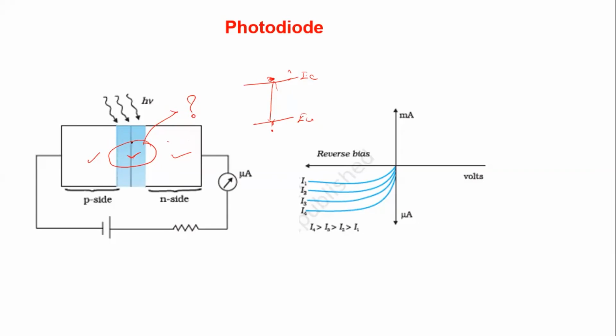So whenever the electrons are created, what happens? From the p side, it will experience an electric field. It will be drifted. Here there will be a negative charge, so it will be drifted towards the n side. Similarly, the hole will be drifted in this direction.